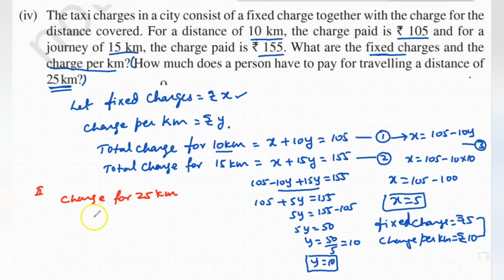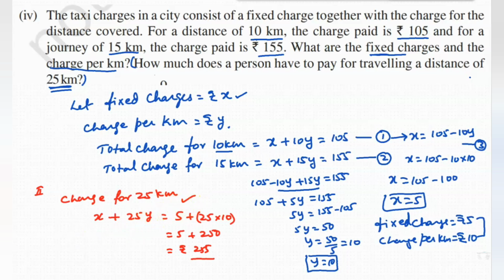Okay, so that should be given by fixed charge plus 25 times Y. Charge per kilometer is Y rupees, which should be equal to X value, we know it as 5 rupees plus 25 times Y. Y is 10 rupees. So 25 times 10. So which gives you 5 plus 250, which is equal to 255 rupees. So this is the charge to be paid for 25 kilometers.